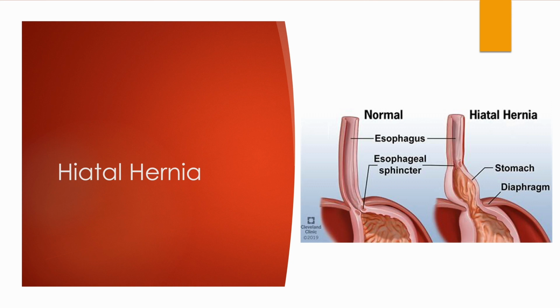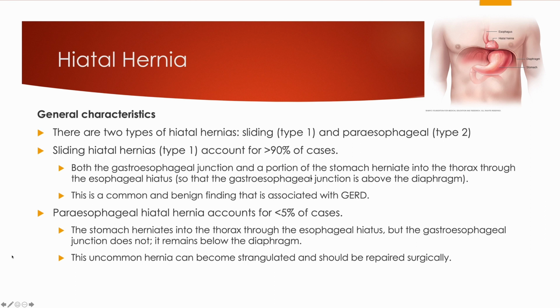So we mentioned that Schatzki rings are tightly associated with hiatal hernias. Now, what is a hiatal hernia? A hiatal hernia is when part of the stomach comes up past the diaphragm where it doesn't belong. Characteristically, there are two major types of hiatal hernias. One is the sliding type, which is when everything just slides up where it doesn't belong. Two is the paraesophageal type, where part of the stomach comes up through the hole in the diaphragm, but the gastroesophageal junction does not, so it remains below. I'll show you some pictures of that.